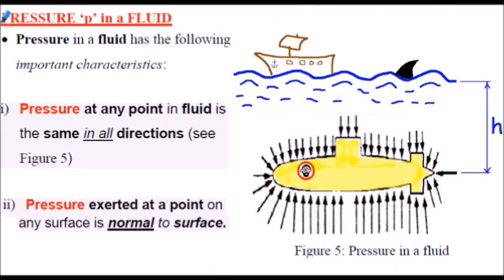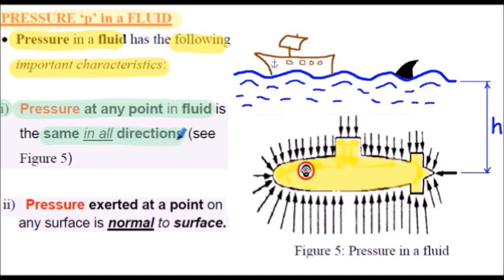Let's consider pressure P in a fluid. So pressure in a fluid has the following important characteristics. Firstly, pressure at any point in the fluid is the same in all directions, as shown in figure 5. So figure 5, the pressure in the fluid around the submarine, which is at depth h from the free surface, is the same. So each of the arrows shown here relate to the same magnitude of pressure that's assumed to be acting all around the submarine.